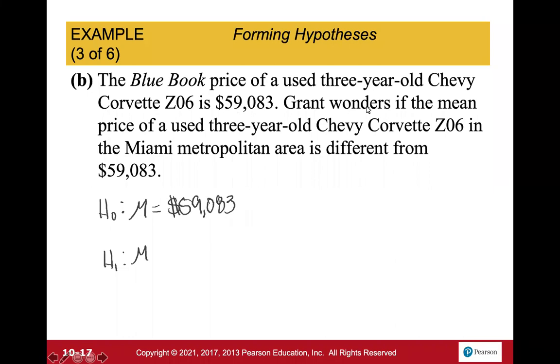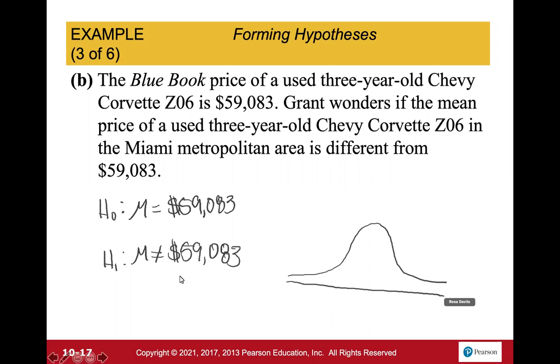And here, Grant wonders if the mean price, blah, blah, blah, is different from. So is different from, our three options are going to be not equal to, less than, or greater than. So he doesn't mention less than or greater than or anything of that sort. So it's going to end up being our not equal to part. So our alternative hypothesis is going to have not equal to 59,083. And now because of this, we don't have any direction. We're not less than or greater than. So because this is not equal to, this tells us that it's a two-tail test. And perfect.